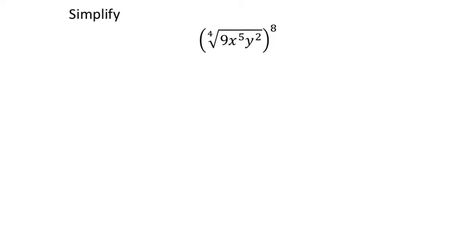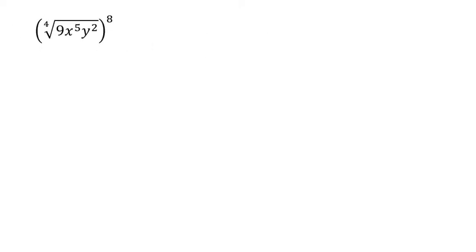This one, there's many paths to the simplified form of this particular expression. I'm going to take a specific path myself. So I'm going to take my radicand, my 9x to the power of 5, y to the power of 2 right there. Now, I see I've got the fourth root of this, right? So I'm going to take that fourth root right here like this and just make it an exponent of 1/4.